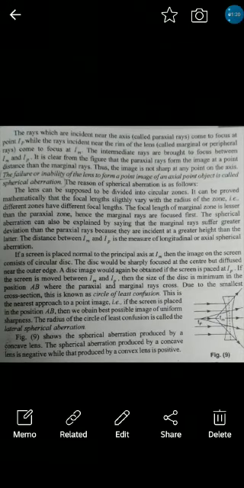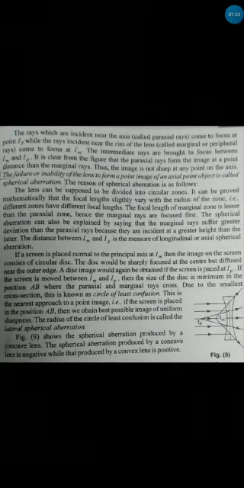Therefore, the definition of spherical aberration is the failure or inability of the lens to form a point image of an axial point object.